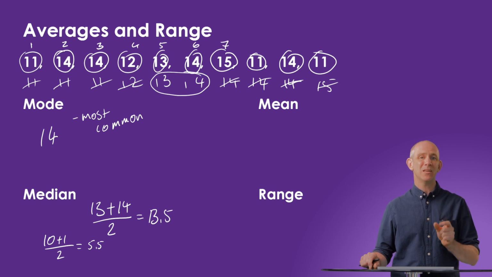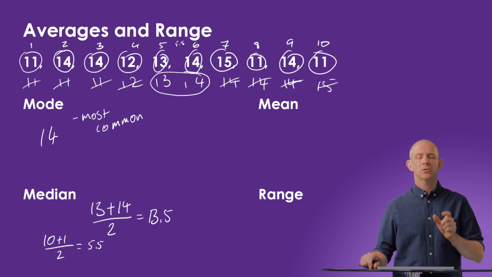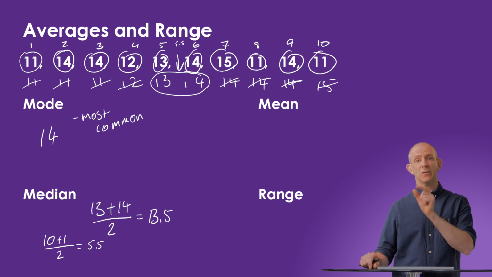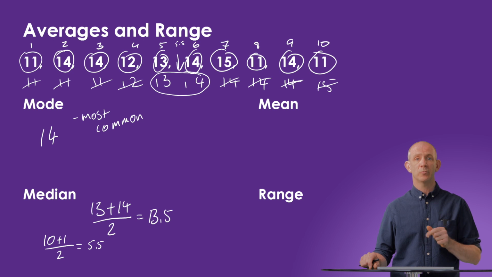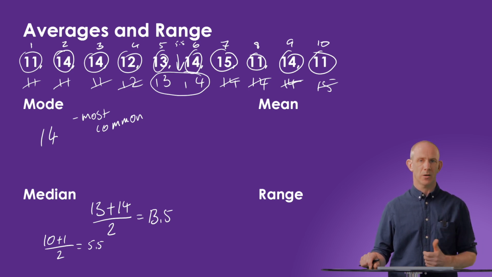As we started with an even numbered set of data, we're going to get the 5.5th place, which we know can't exist. So we should recognise that our median is going to be between the 5th and the 6th piece of data. If we count along again, we find that it will be between 13 and 14, and therefore we also get the answer of 13.5, which is no surprise.